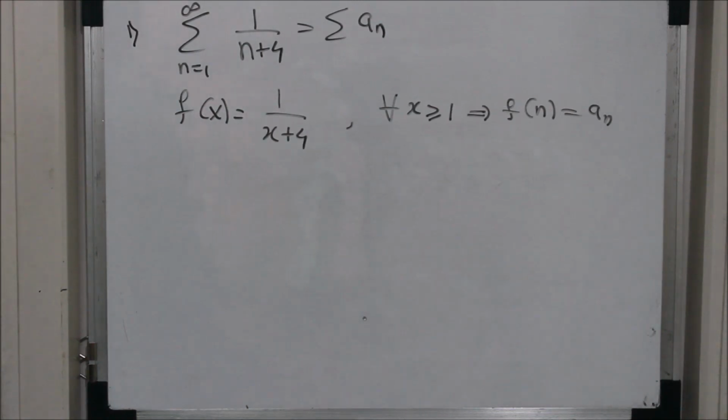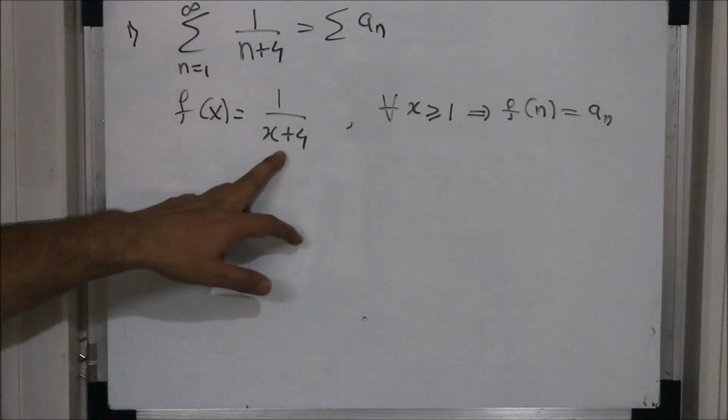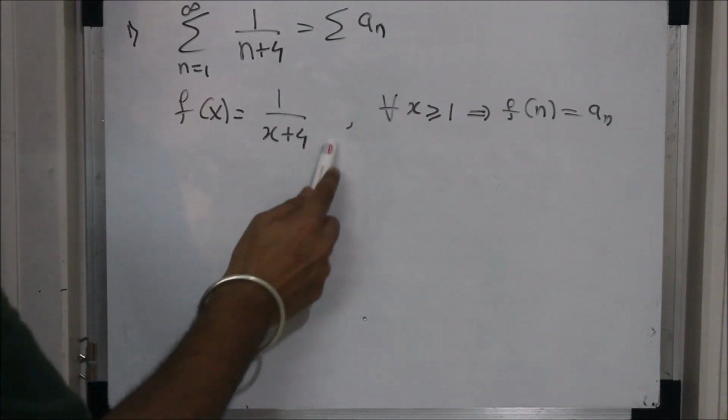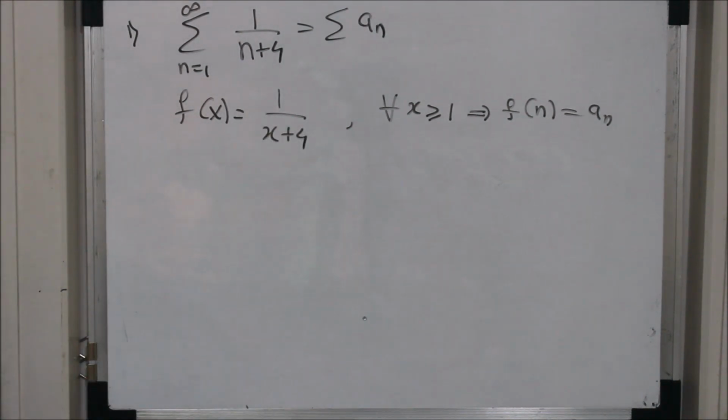Is this a positive function? Yes, because my x is greater or equal to 1. So this is positive, so the ratio is positive. Is this a decreasing function? Yes, because if you take the derivative of this, what is the derivative? -1 upon this whole square. So the derivative is negative, therefore the function is a decreasing function. So all the conditions are satisfied.